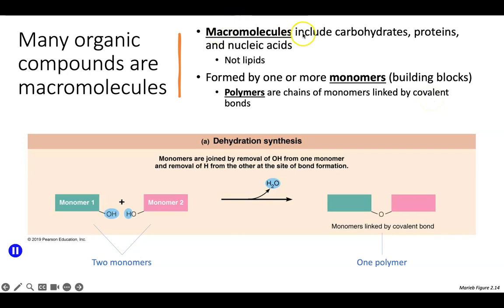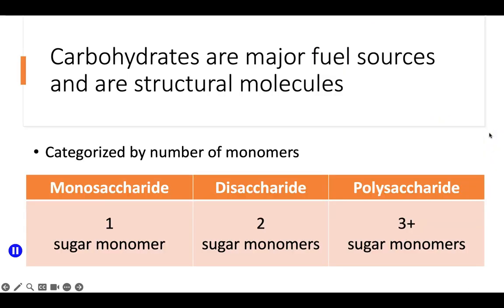So this is the definition of macromolecule, and hopefully what you'll see is that this more generic definition is going to apply to carbohydrates, proteins, as well as nucleic acids. So this is how they're all forming their structures. So let's start with carbohydrates.